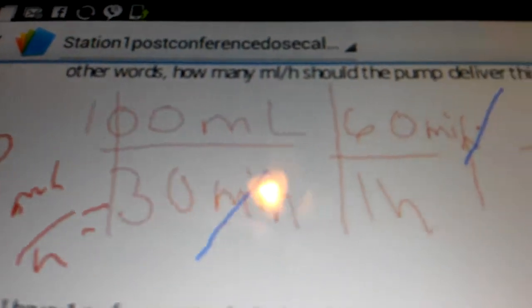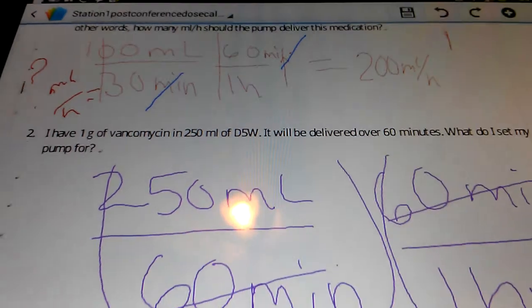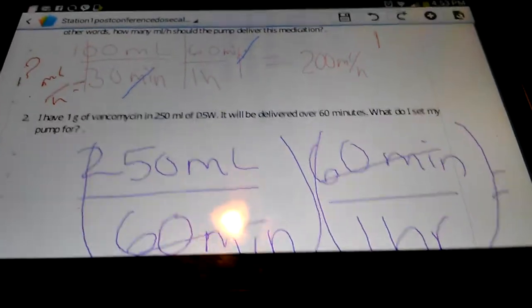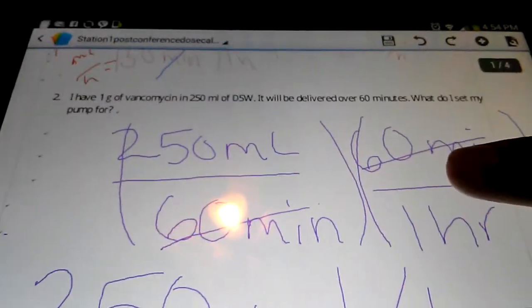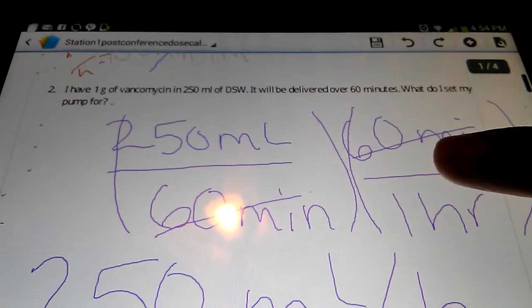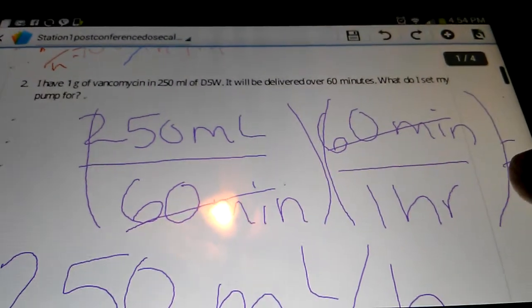So the question was how many mils per hour, and my answer is in mils per hour, so I know I have it right, 200 mils per hour. I look at it and I say, does that make sense? And it does. The next question is I'm going to be delivering a gram of vancomycin in 250 mils.